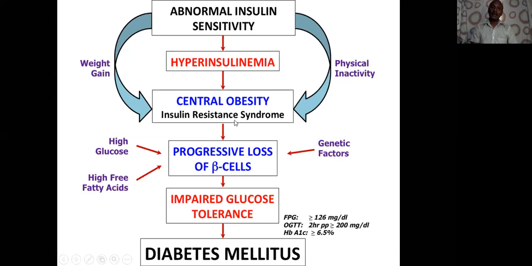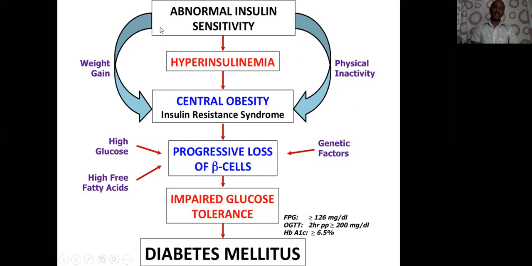And then you will have the progressive loss of beta cells, and impaired glucose tolerance, which sometimes improves. This can be due to genetic factors, mainly autoimmune disease, or it can be high glucose levels or high free fatty acids that cause the progressive loss of beta cells and impaired glucose tolerance. And finally, we will have diabetes mellitus.